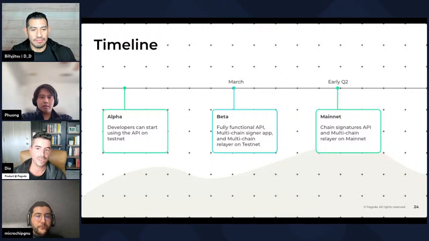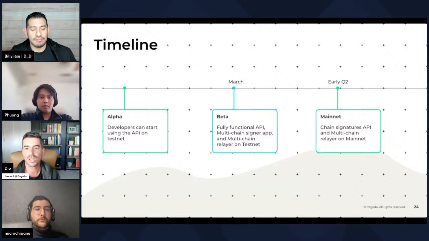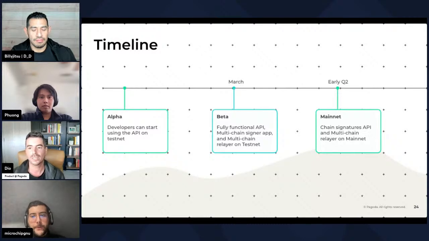We're continuously developing it. Pretty soon, by mid-March probably, we're going to have a beta of a fully functional chain signatures API, which will be more stable, plus the multi-chain signer app using FastAuth if you want to use that. If not, you can develop your own signer app, and then the multi-chain relayer on testnet as well. So you can start exploring how that works and how all of these come together. Then our timeline for mainnet is early Q2, so probably the first few weeks of Q2 is what we're targeting.